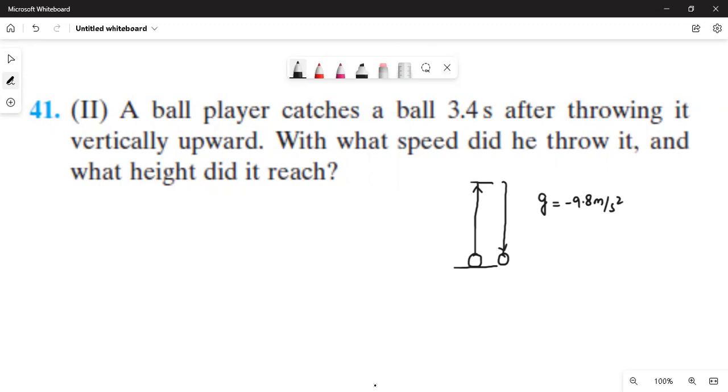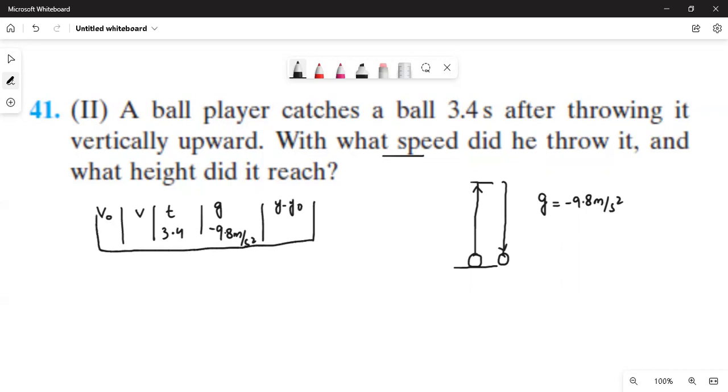Now what he is saying, it is having two things here. The first thing is V naught we don't have, because he is asking us for the V naught. So V naught is question mark. What is V? We don't have. What is time? We have 3.4 second. Then G is, I told you, when going up and down, negative 9.8 meter per square second. And last thing, y minus y naught. This is a very important point. When you throw a ball up, just tell me one thing.